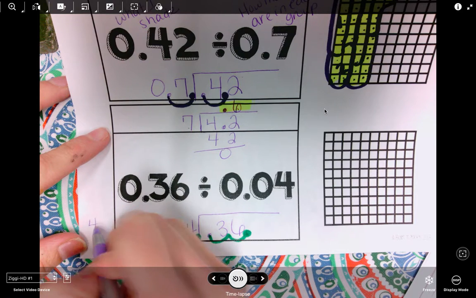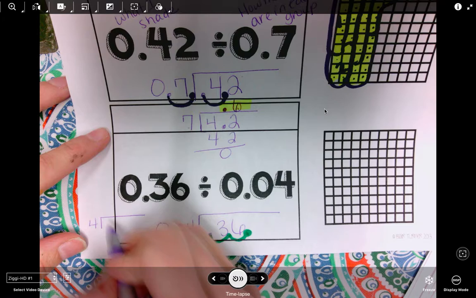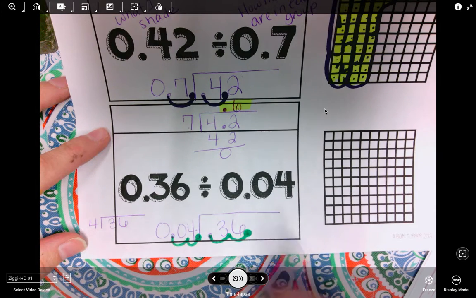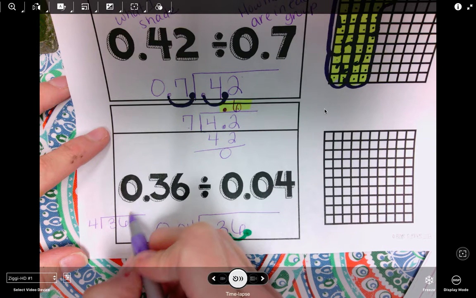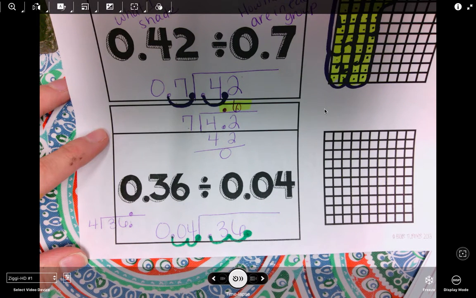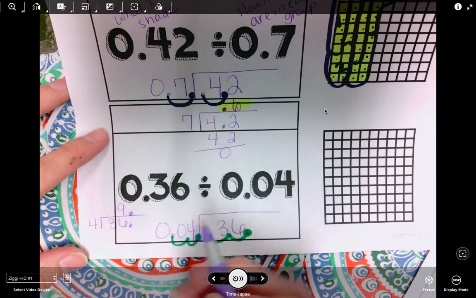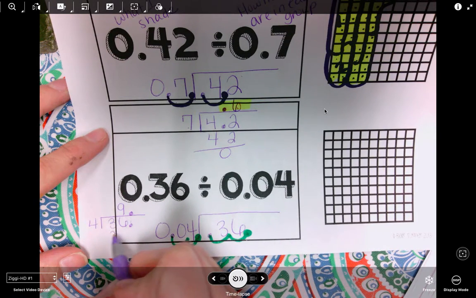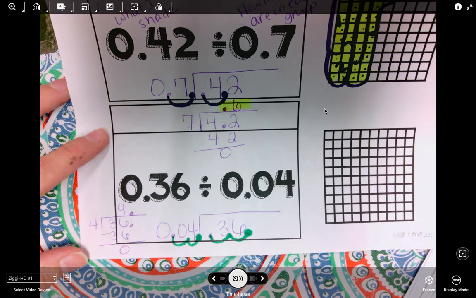So now I have 4 wholes divided into 36. That has now become 36 wholes because my decimal's here at the end. So I can bring my decimal straight up to keep going. 4 goes into 36 9 times because 9 times 4 is indeed 36. So we actually get 9 wholes here. Let's do this over here with the models.